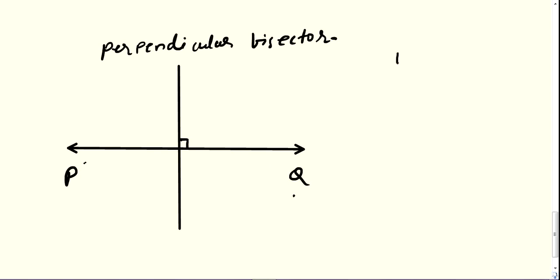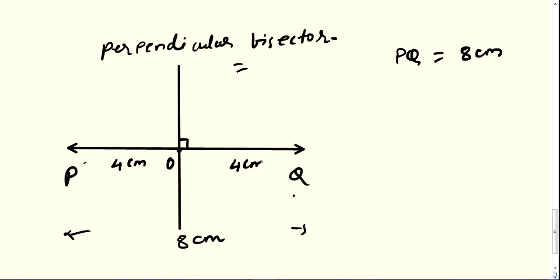For example, suppose PQ equals 8 centimeters. After this perpendicular bisector, name this point O. The total distance of PQ from this point to this point is 8 centimeters. So after the perpendicular bisector, this will be 4 centimeters and this will be 4 centimeters. That means these two lines are equal. OP equals OQ, and this is the work of the perpendicular bisector.